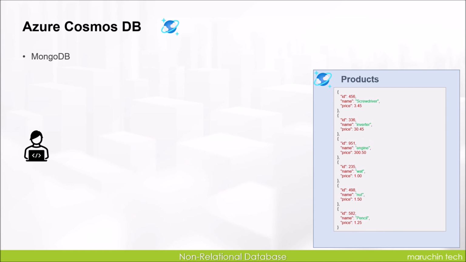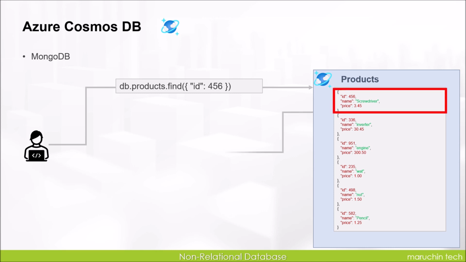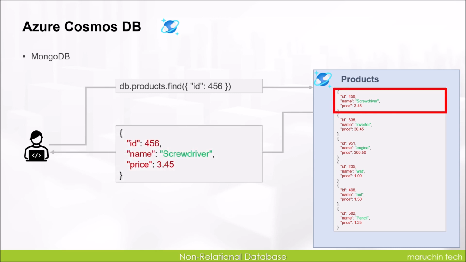And next is the MongoDB example. It is similar to the document-based database described earlier. The MongoDB's data type is based on JSON. Now, execute a query to get the data whose ID is 456, and the MongoDB query looks like this. And the query result will return data like this.